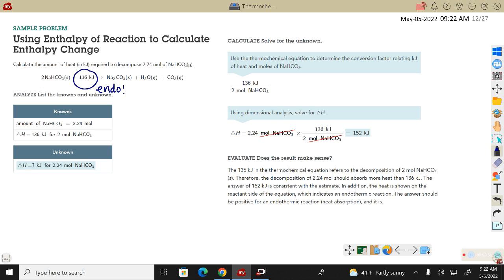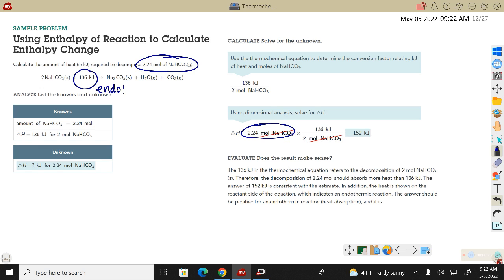So we've got this 2.24 moles. We can always start with what we're given. So I'm going to start with what I've got: 2.24 moles of sodium hydrogen carbonate. Now we're going to do some stoichiometry, and we're just going to look at the balanced equation. We're going to think of this energy value as just like another reactant.